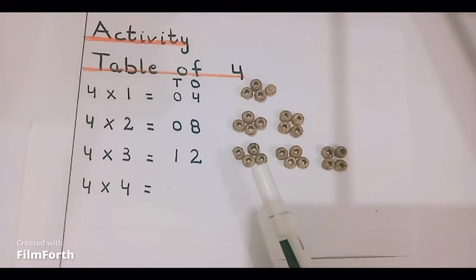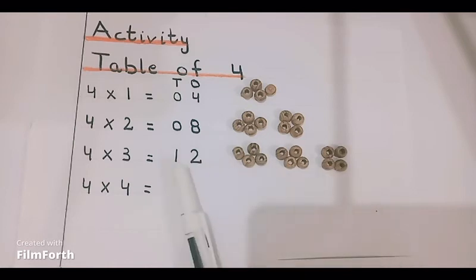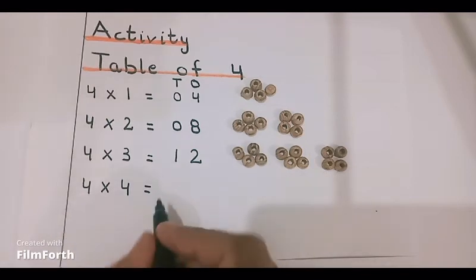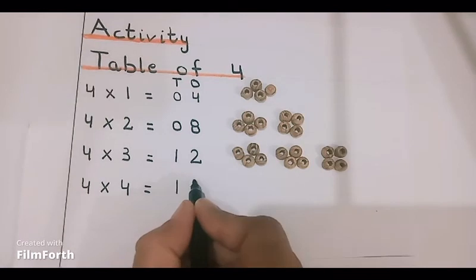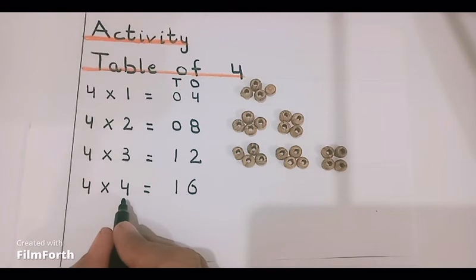4 ones are 4, 4 twos are 8, 4 threes are 12. 3 sets of 4 are here. The answer that we are getting is 12. 4 threes are 12. At this time we have 3 groups of 4. 4 fours are 16. I am writing here 16. So we will have to make 4 sets of 4.